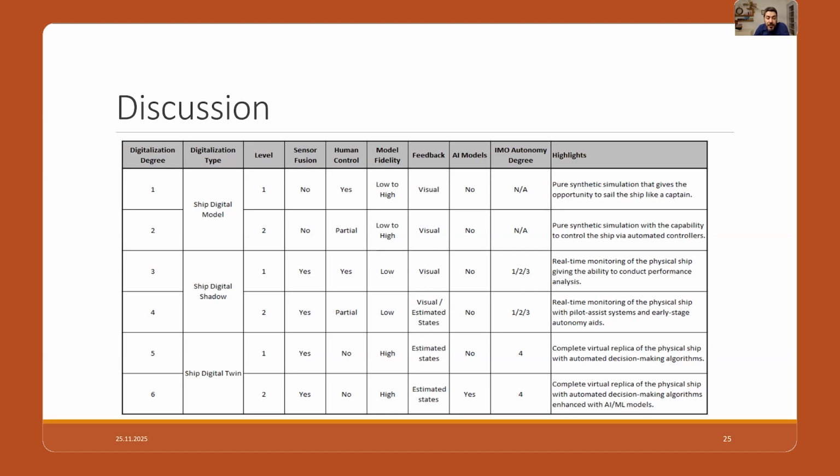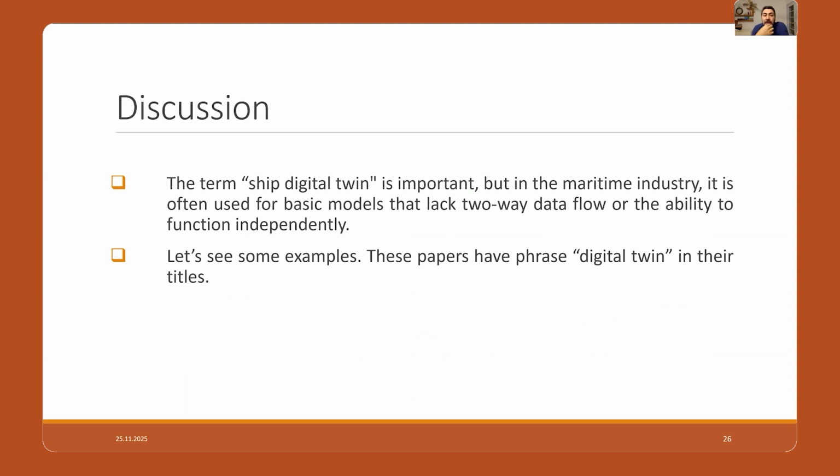And here, I'm saying this because I think to be able to go to the 4th level of IMO degrees, that's one of the key things that I want to explain today. You have to have a ship digital twin to be able to go to the 4th degree of IMO autonomy. And that is a complete virtual replica of the physical ship with automated decision-making algorithms enhanced with AI and ML models. Okay. The term ship digital twin is important, but in the maritime industry, it is often used for basic models that lack two-way data flow or the ability to function independently.